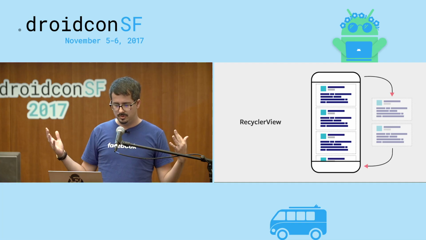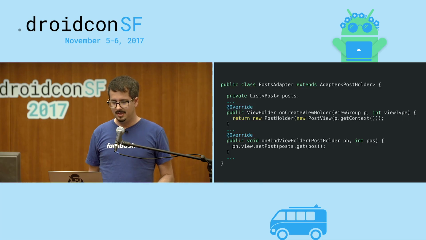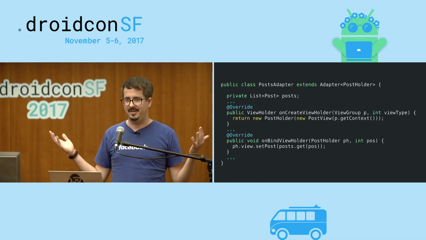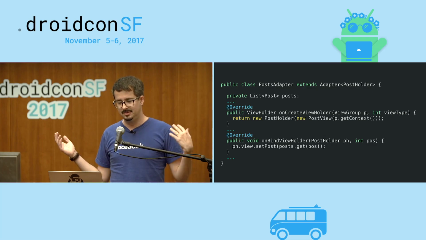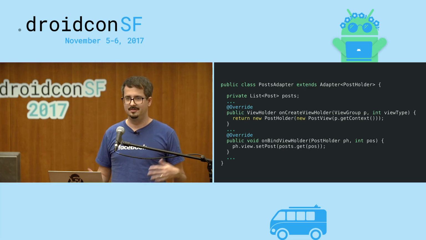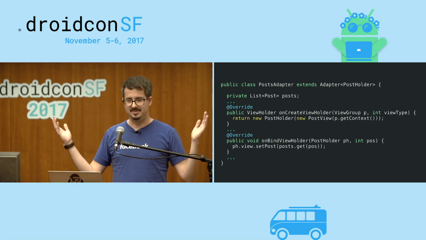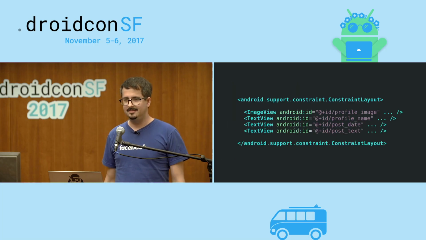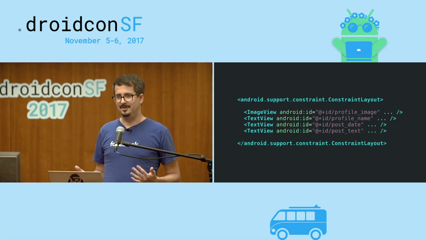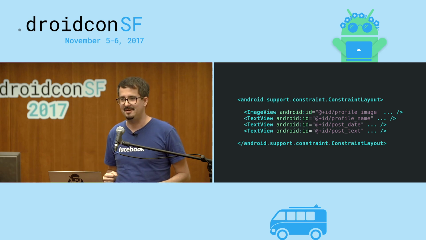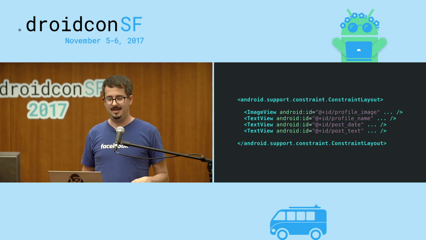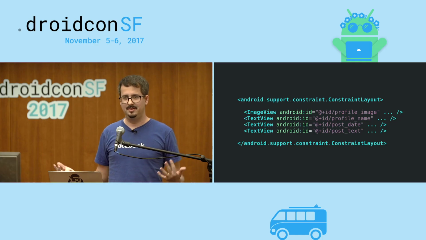So you use RecyclerView, you implement your adapter, nothing fancy about it. There's a list of posts. Post is your data model. You implement create view holder, bind view holder, done. And then I've heard that all the cool engineers are using ConstraintLayout these days. So you use ConstraintLayout for your item view. And it's pretty much about a couple of text views and images and you're done.